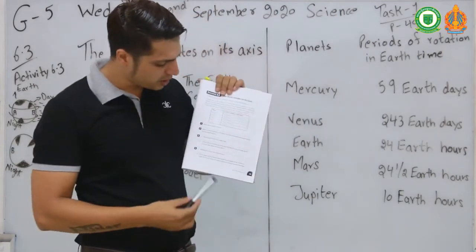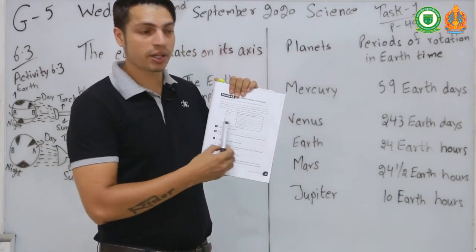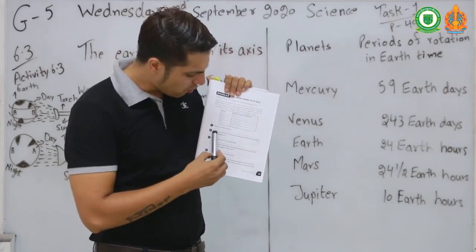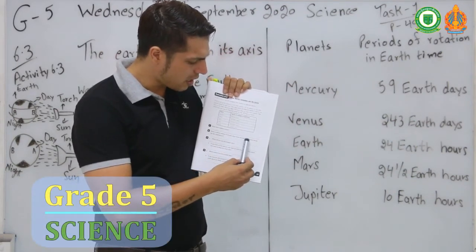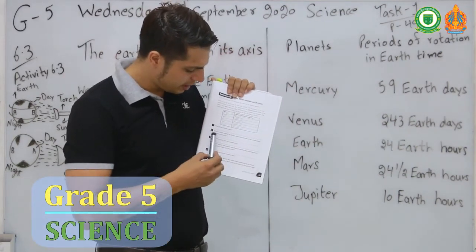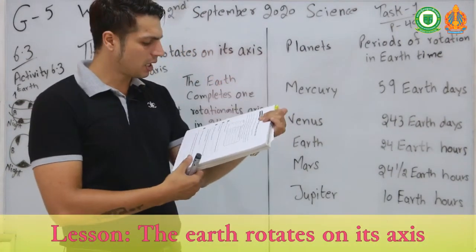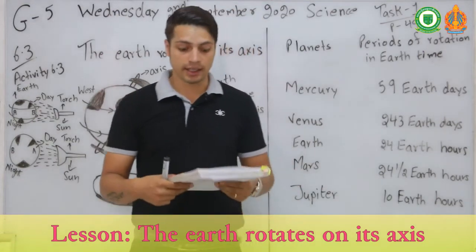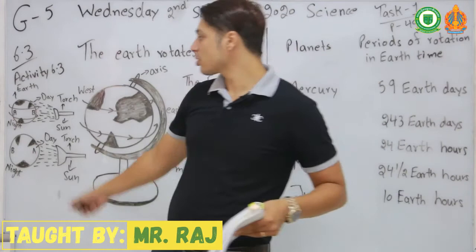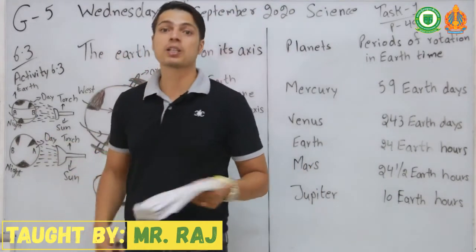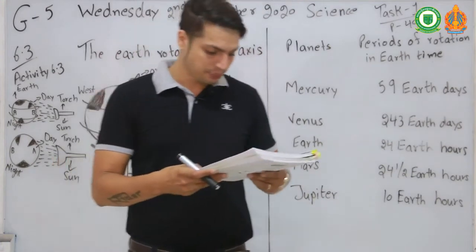Now for your task 1 you need to answer the questions. What does rotation mean? You need to answer this. When a planet rotates on its axis, what does the half of the planet facing the sun experience? Facing the sun, experience means what they see, what they feel.